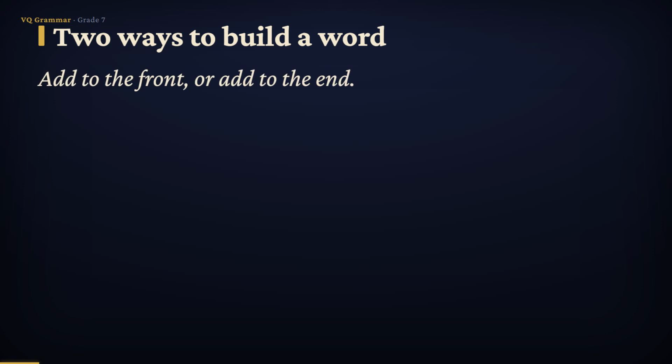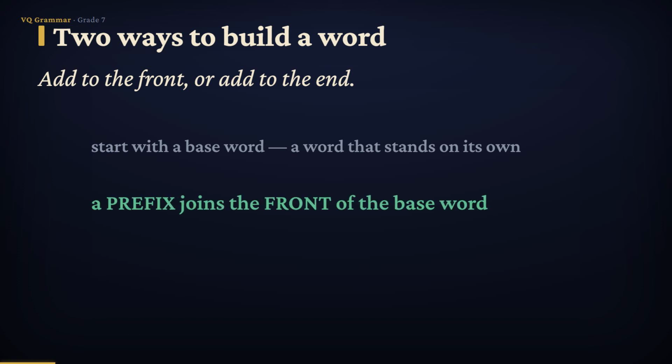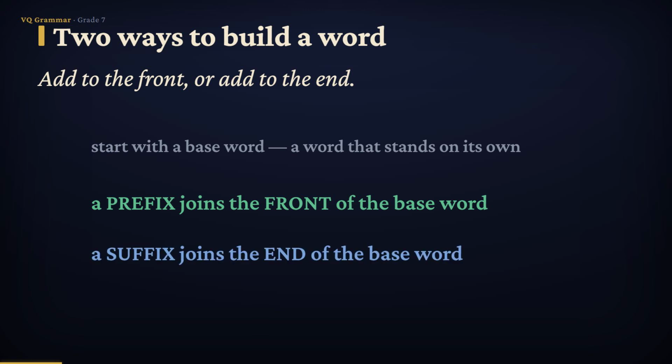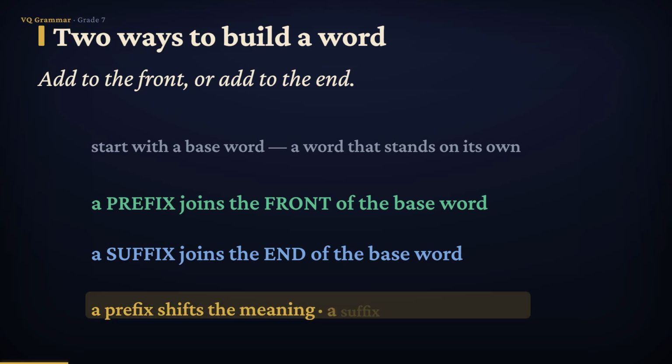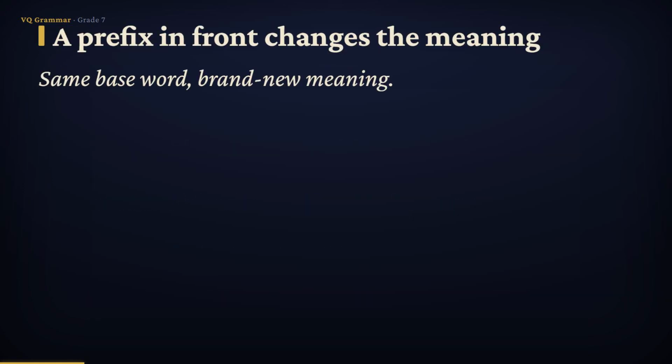So, what are we actually adding? We always start with a base word, a word that can stand on its own, like play, or kind, or hope. Then we attach a small word part to it. If we join that part to the front of the base word, we call it a prefix. If we join it to the end of the base word, we call it a suffix. Here's the big idea for the whole lesson. A prefix mostly shifts the meaning of the word, while a suffix mostly shifts its job, the part of speech. Front changes meaning, end changes job. Hold on to that. Let's watch a prefix at work.